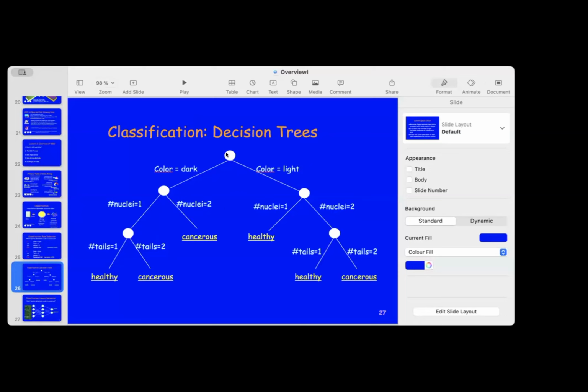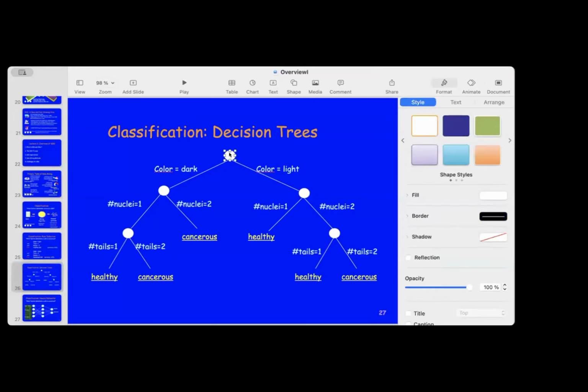where the tree helped us make a diagnosis whether the cell is a cancerous cell or a healthy cell. So it's medical data. This right here is the root of the tree. So the tree is upside down. In computer science, the root is on the top and the leaves are on the bottom. So this is a node, and it's the root node.